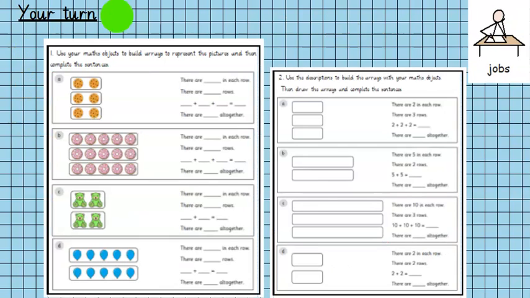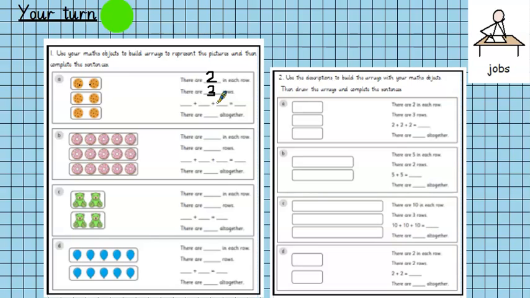If you're in green group, you've got a challenge. So there are how many in each row? It's looking at the rows in the same way that it's looking at groups and doing the repeated addition. So how many is in each row? 1, 2. How many rows are there? 1, 2, 3. That's the same as 2 add 2 add 2. What number does that make all together?